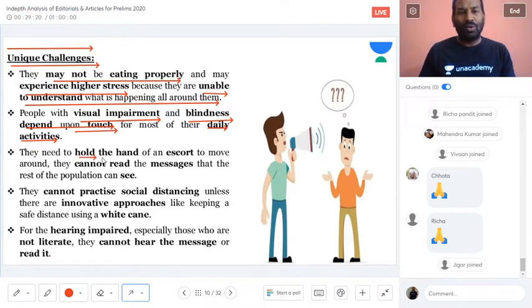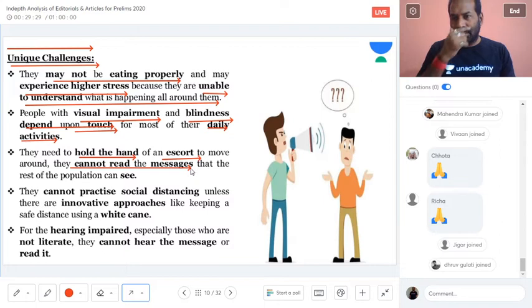And they need to hold the hand, touch, because they need to be escorted to the place wherever they want to go, and they cannot read the messages because once they are blind they cannot read the messages. So they have to listen to the one who is reading the newspaper, and then they would get the information of what is happening in and around the world in regards to COVID-19, the infection or the death cases. And if we pass on the actual information to them, definitely again they would be under stress because they are persons with disabilities.